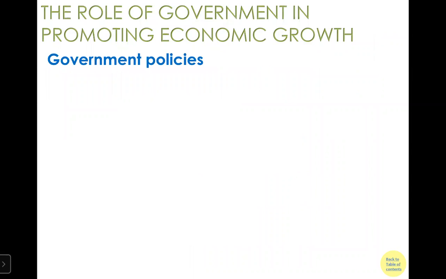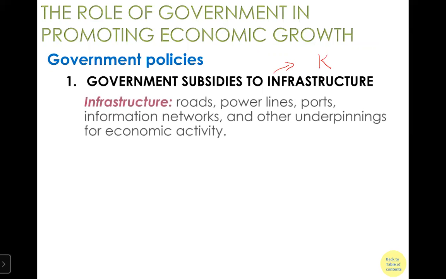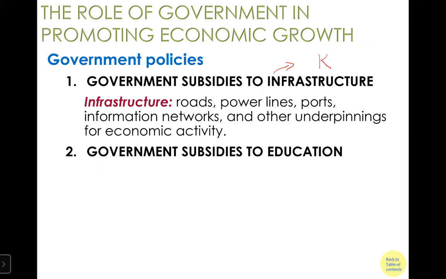Now, given this discussion, we may want to see what role the government can play, right? And primarily it's going to focus on human capital and technology. So first, government can subsidize infrastructure, but this is going to help the accumulation of physical capital. Right? Secondly, oh, by the way, infrastructure includes roads, power lines, ports, information networks, and other underpinnings for economic activity. So essentially, those are just physical things we need to build or to connect our modern economy.